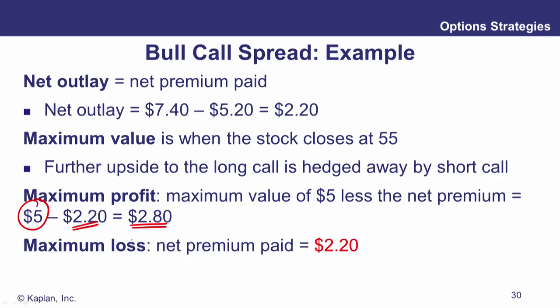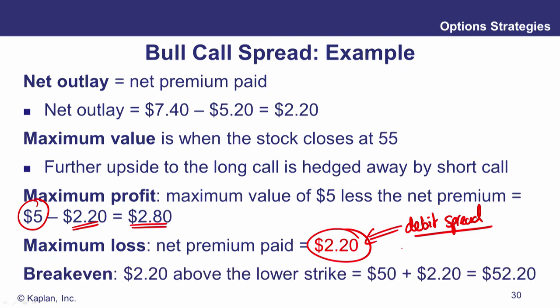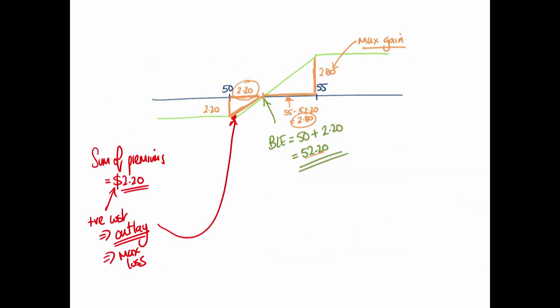The maximum loss is the premium paid. In other words, sum of premiums, it's a debit spread. It can't get any worse than that. When you net buy options, your first outflow is the maximum loss because you could just throw your options away. With these spreads anyway, it works that way. Break even is 220 above the lower strike. They're kind of using my triangle rule there. You're making back that loss when you go 220 above the lower strike. All of that is captured by that little diagram there.